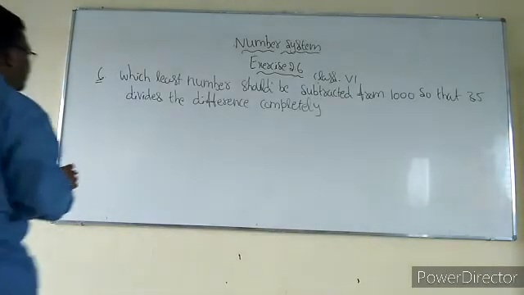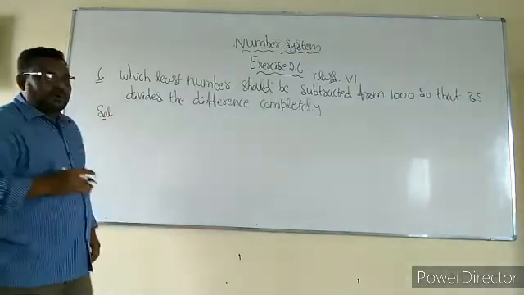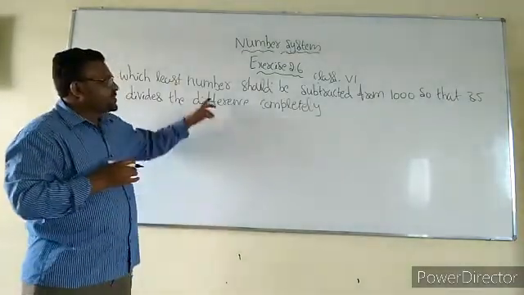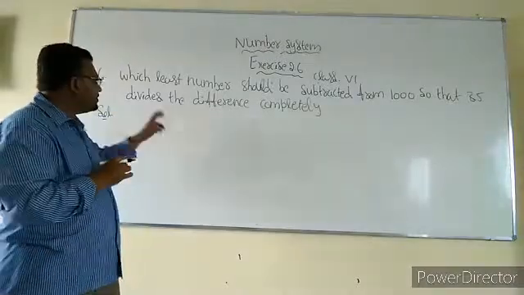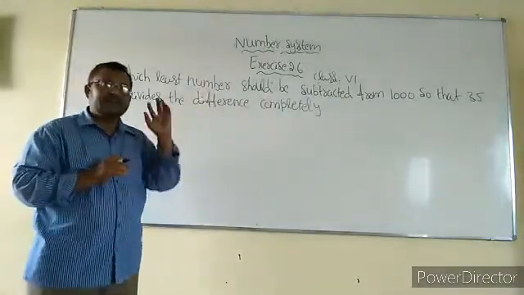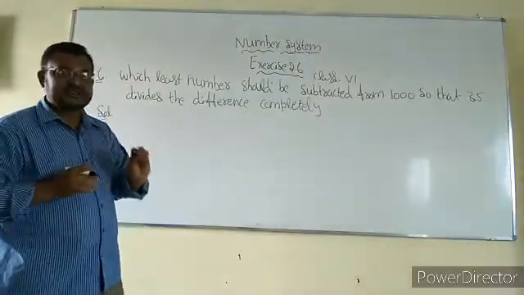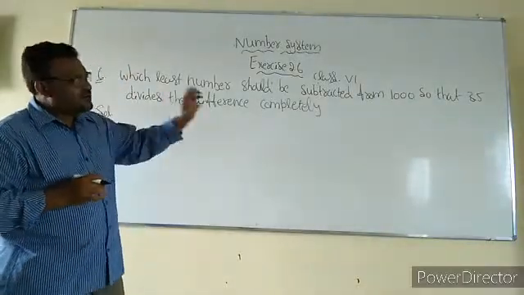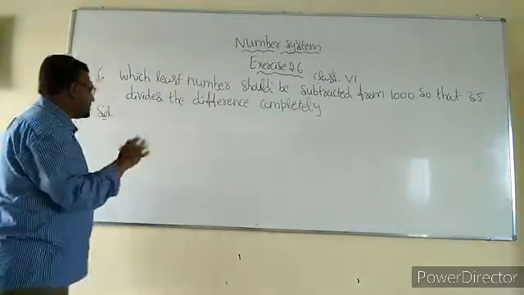So here the sixth problem is given as: which least number should be subtracted from 1000 so that 35 divides the difference completely? That means we have to find which least number to subtract. First divide 1000 by 35. Then observe what comes.